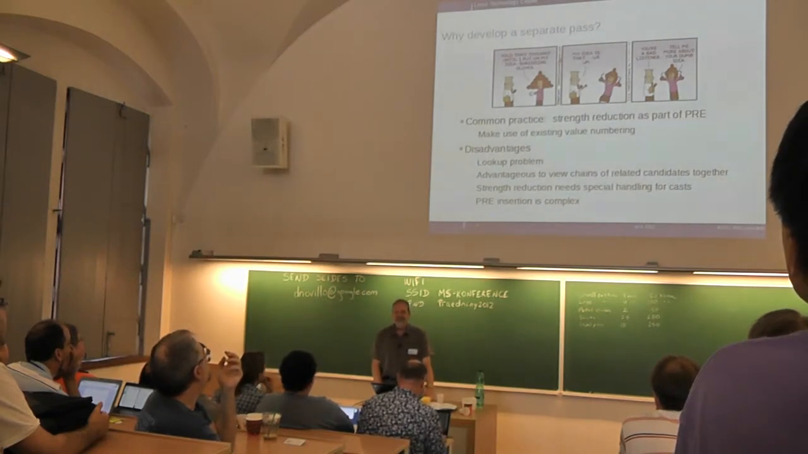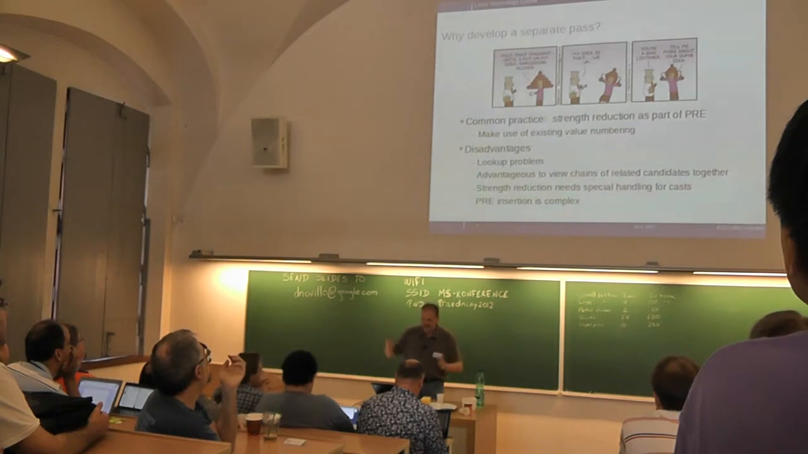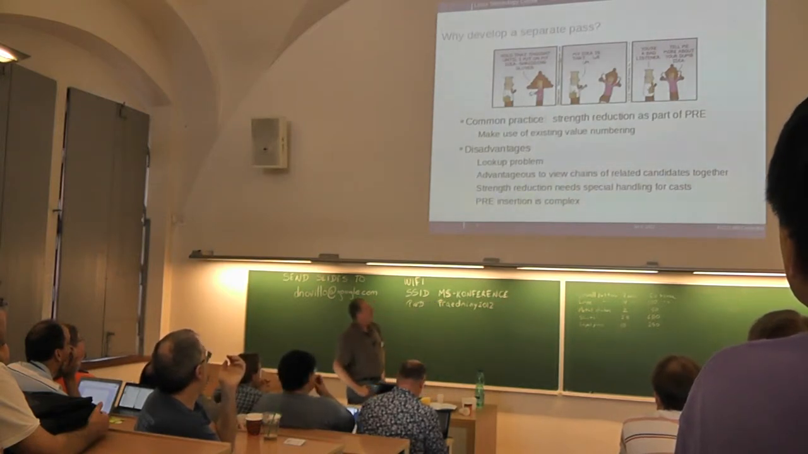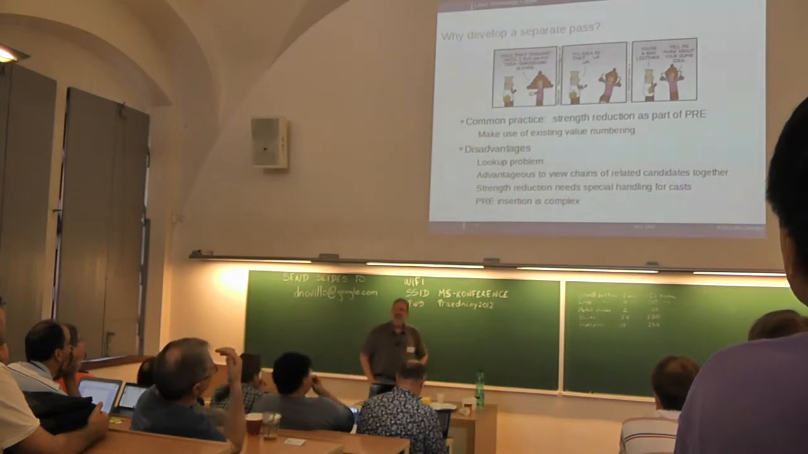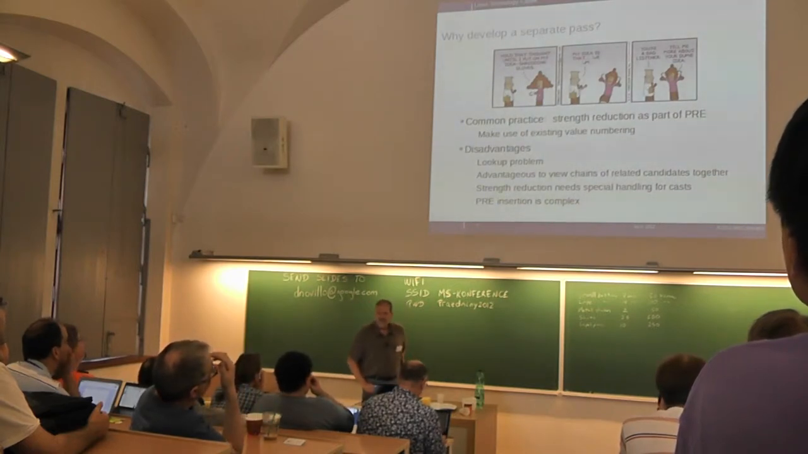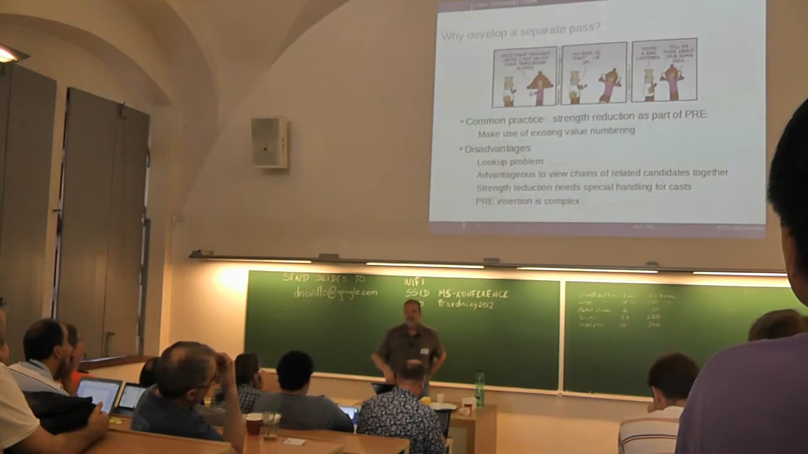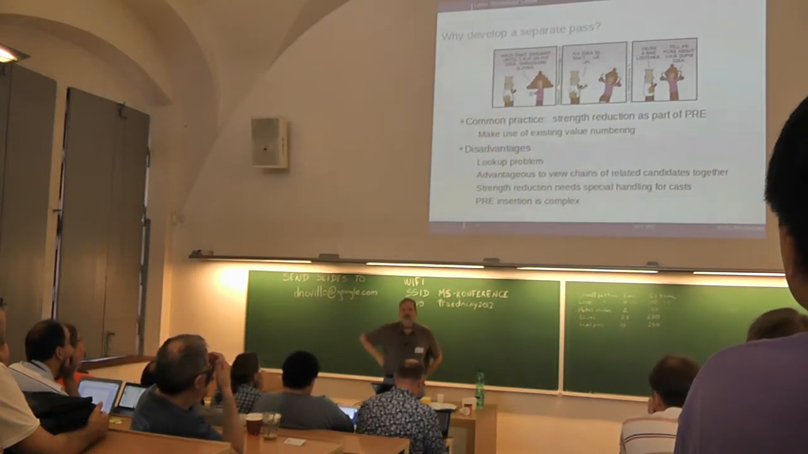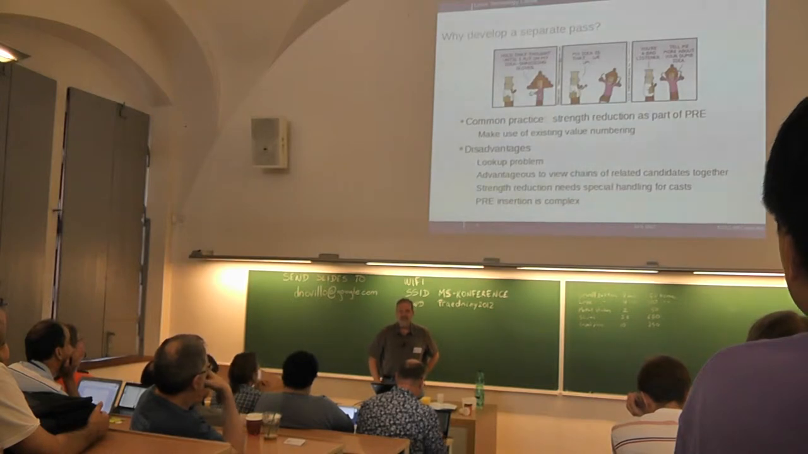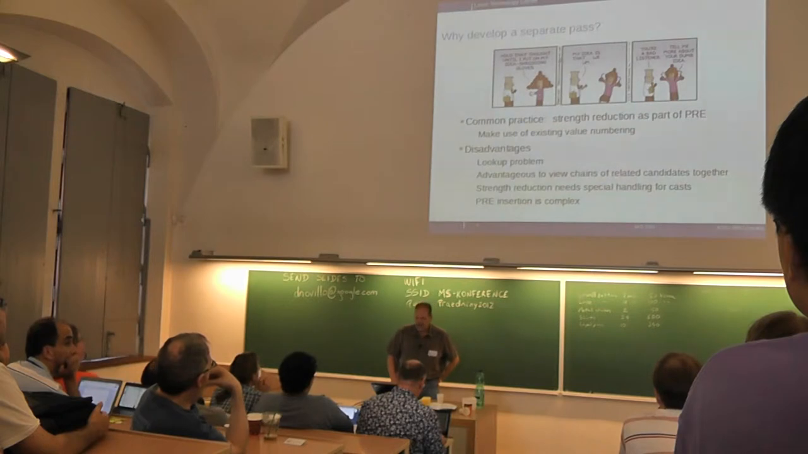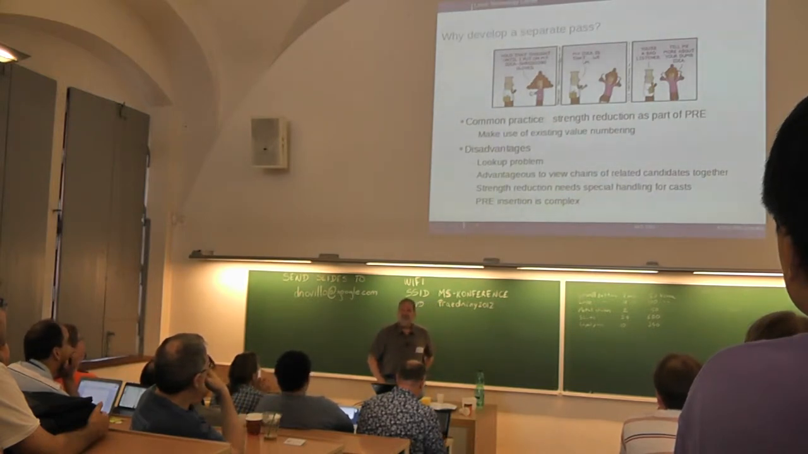I wasn't just doing it because I wanted to have the glory of having a separate pass in GCC. The common practice in a lot of compilers is to do strength reduction as part of partial redundancy elimination. And especially if you're doing the loop-based strength reduction for induction variables, that's a sensible place to do it, as long as you're doing the induction variable analysis there. But really, there are some disadvantages. And one is something I'll just call a lookup problem for now. I'll talk more about that on the next slide.